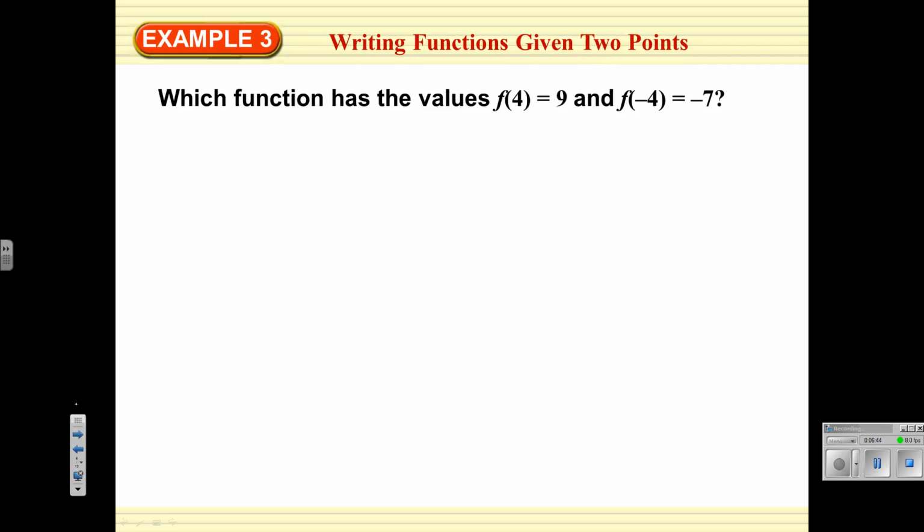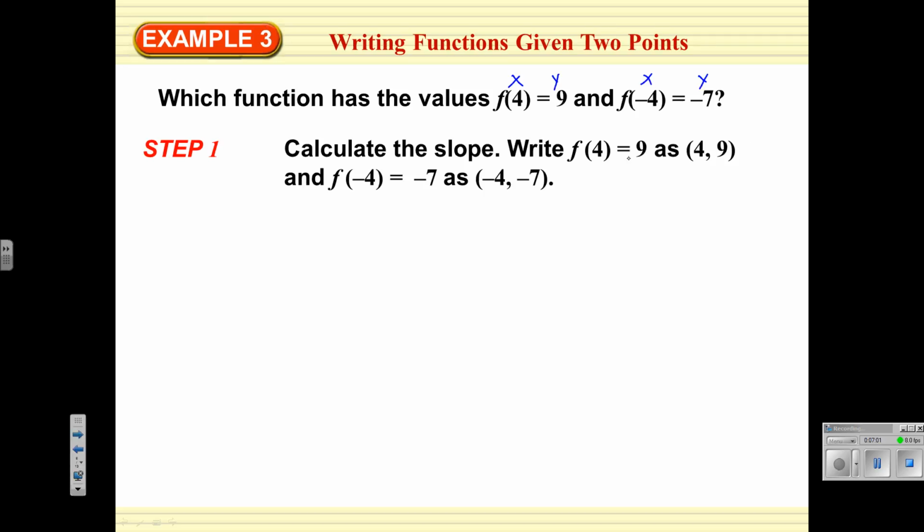All right, now, same idea as what we did yesterday, writing functions given 2 points. So this is just like we did yesterday. Here's your x, here's your y for 1 point, here's your x, and here's your y for a second point. So we're going to rewrite these. 4, 9 becomes our coordinate point (4, 9). And f of negative 4 equals negative 7 becomes (negative 4, negative 7). So now we have 2 coordinate points. So it's exactly like example 2.